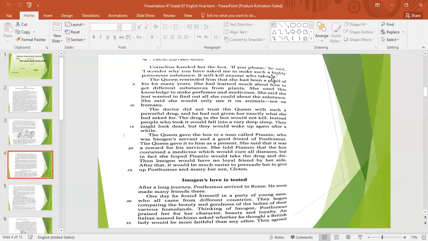"If you please," he said, "I wonder why you have asked me to make such a highly poisonous substance. It will kill everyone who takes it." The queen reminded him that she had been a pupil of his for many years. She had learned much about how to get different substances from plants. She used this knowledge to make perfumes and medicines. She said she just wanted to find out all she could about the substance. She said she would only use it on animals, not on humans.